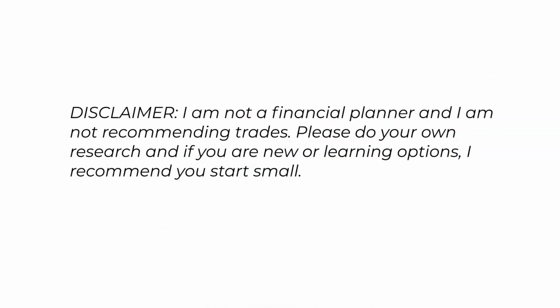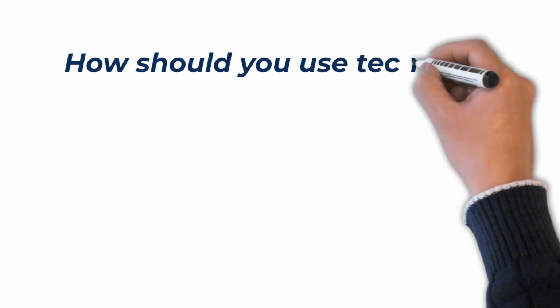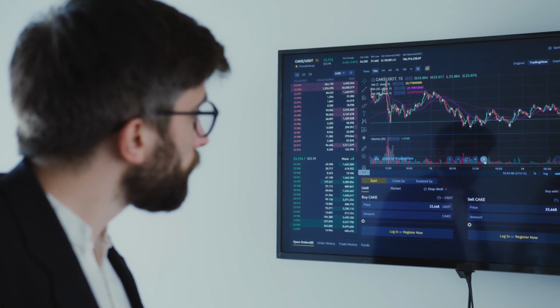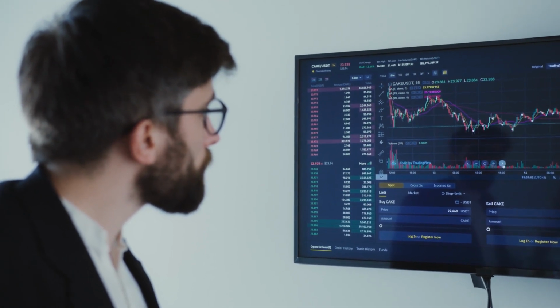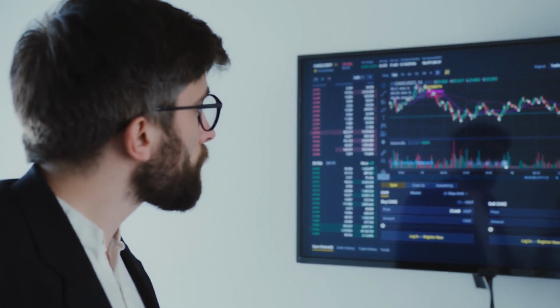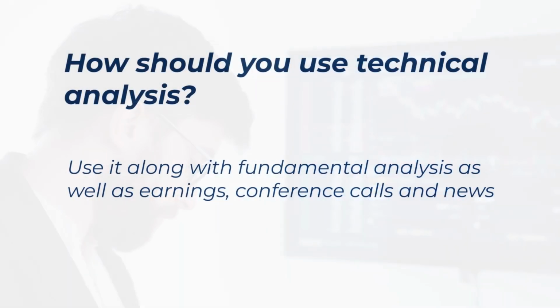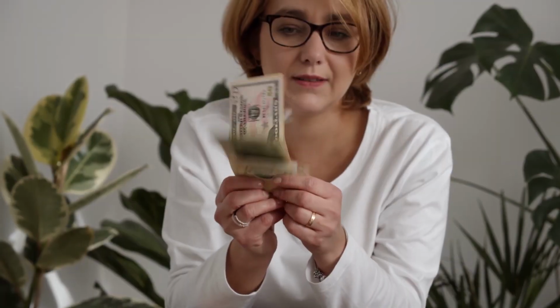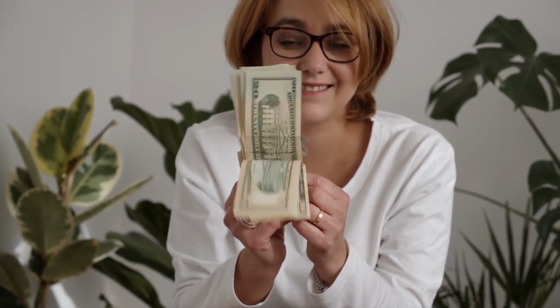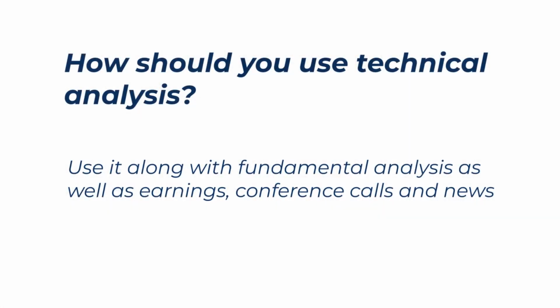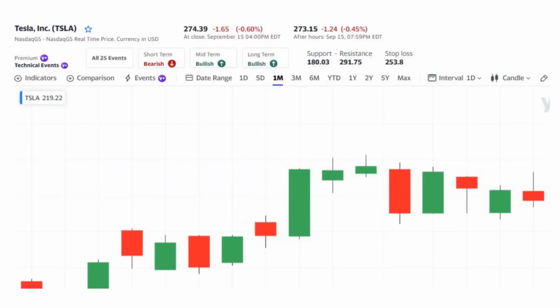How should you use technical analysis? Guys, technical analysis is not the end-all in stock or option trading. However, it is a tool that can be used along with fundamental analysis as well as earnings reports, conference calls, and news. Now, if we use all of these methods and tools, our chances of making a lot of money are going to drastically improve. And if you are going to enter into a new option position, why not have the charts in our favor right off the bat?